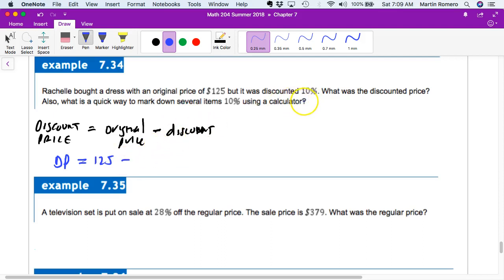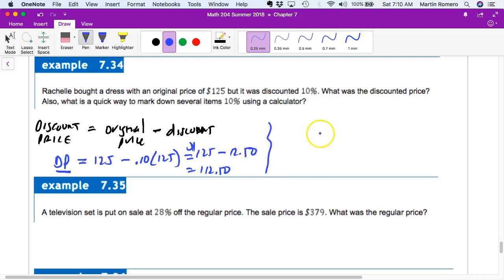So minus the discount in this case would be minus 10% of the original price, times 0.10, so we're taking 10% of 125 in this case, so we're looking for the discounted price. And so in this case, you end up with 125 minus 12.50. So these are dollars, and so you end up with $112.50 as your discounted price.